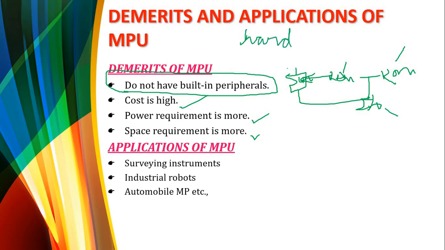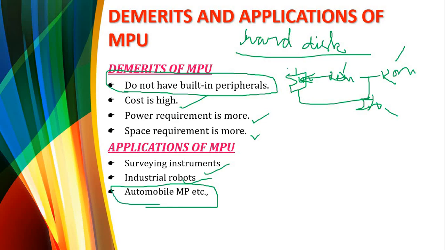Okay, because this is just like a computer system, we are using a microprocessor. Next, the main applications are surveying instruments and robotics. We can use a microprocessor unit in an automobile, mainly for fuel injection. In fuel injection we can use this microprocessor unit, and also in various other applications.